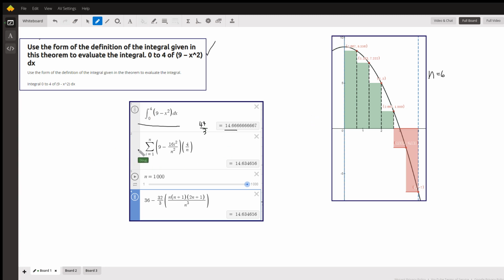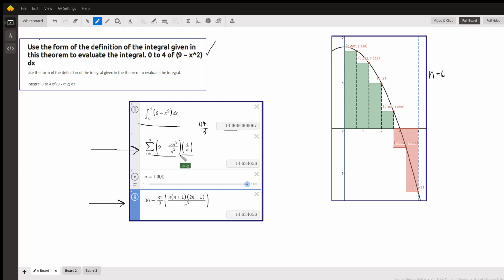You'll see on the next boards where these expressions come from, but you can see that they're getting pretty close to this 14.66 as n gets really large. Here n is 1,000. So what is all this stuff?